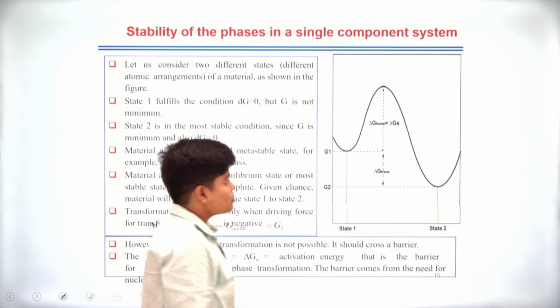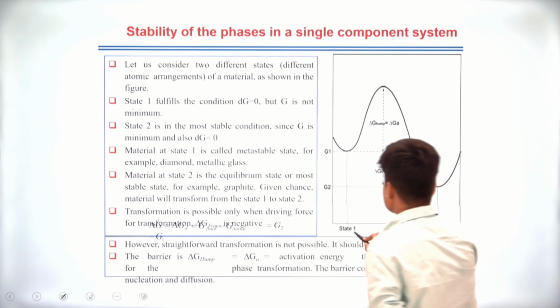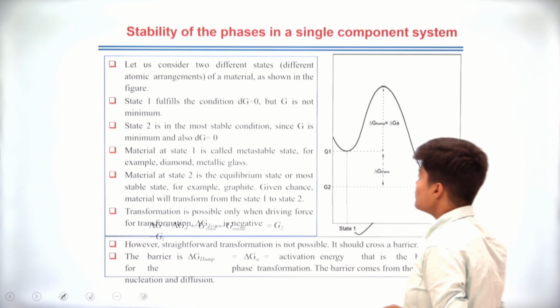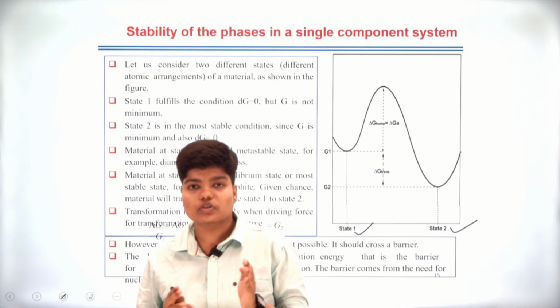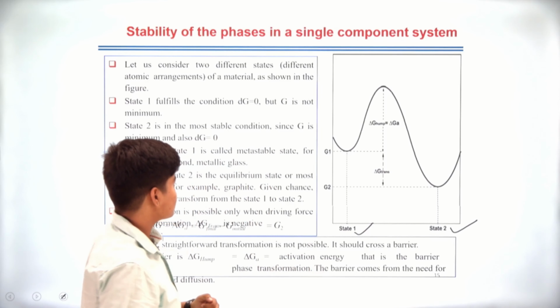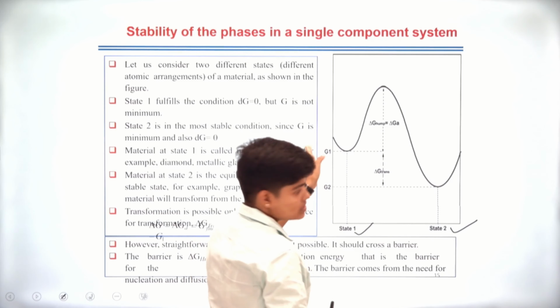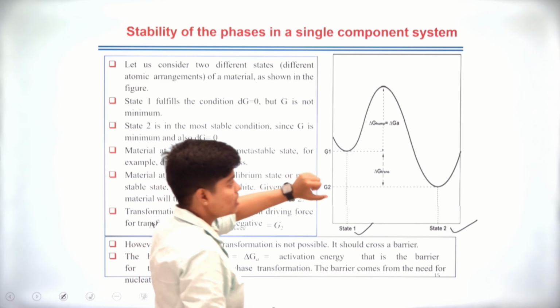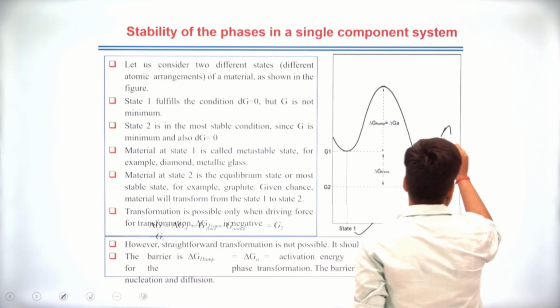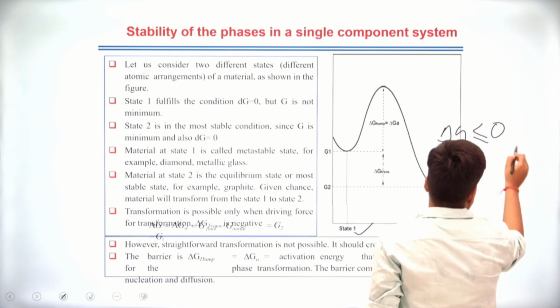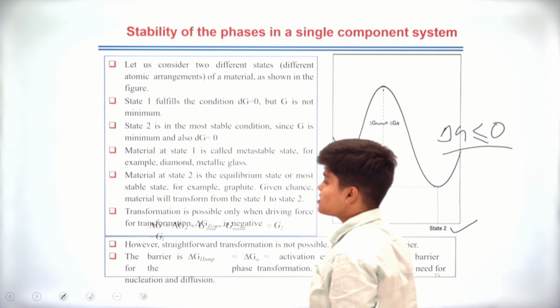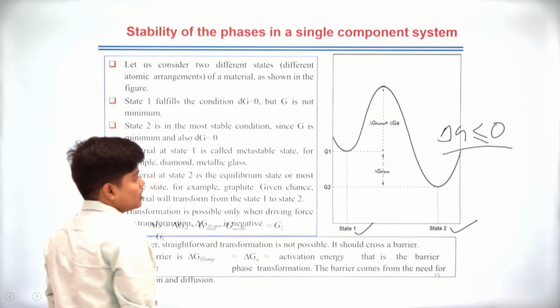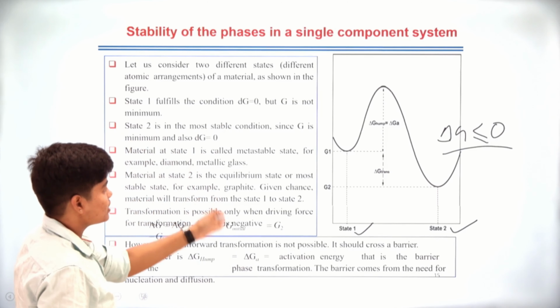See, let us consider two different states, state 1 and state 2. How can we say the system going from state 1 to state 2 is stable? If the free energy changes, the difference between G1 and G2 should be negative, del G in the negative direction, or it will be 0. Then we can state that the system is spontaneous and it can transform from state 1 to state 2.